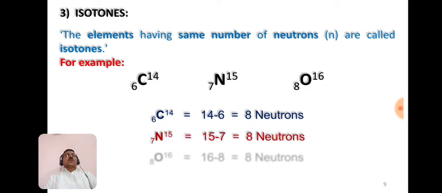In case of nitrogen, it is 15 minus 7, mass number 15 and atomic number 7. So the difference between these two is 8, and that indicates the number of neutrons present in the nucleus of nitrogen. And in case of oxygen, the number of neutrons is also 8, that is 16 minus 8, which is equal to 8 neutrons. It means there are 8 neutrons in the nucleus of carbon, nitrogen and oxygen. So such elements are called isotones of each other. The elements having the same number of neutrons are called isotones.